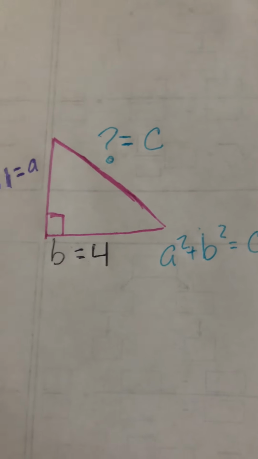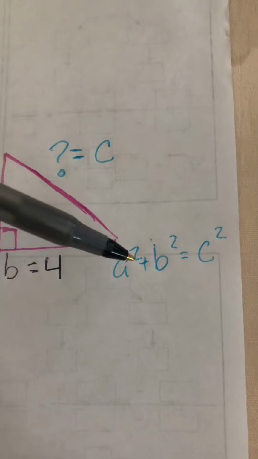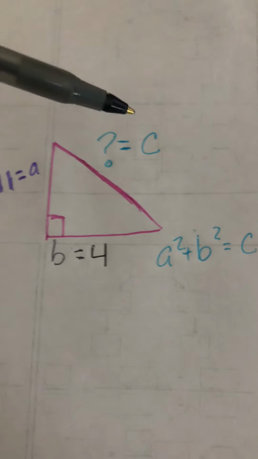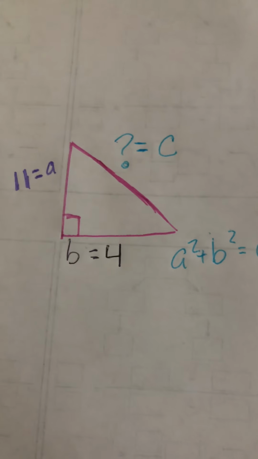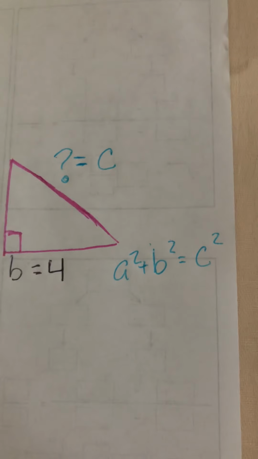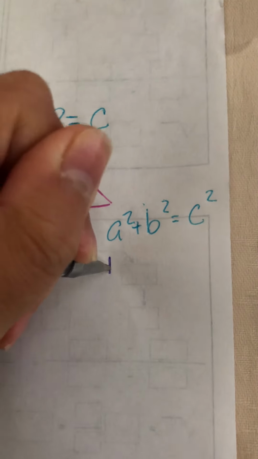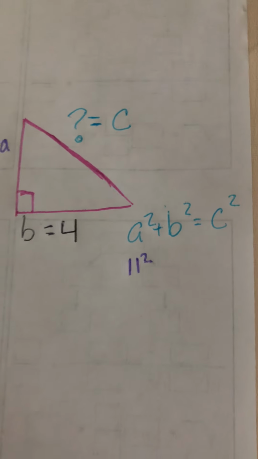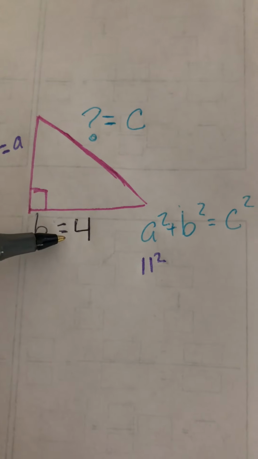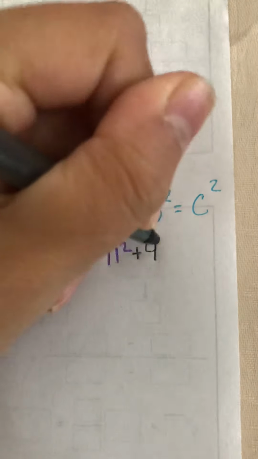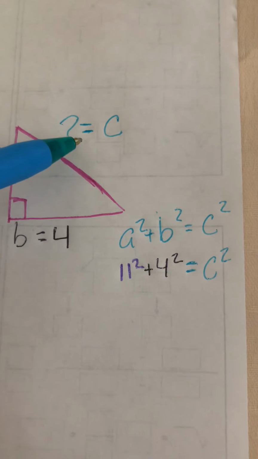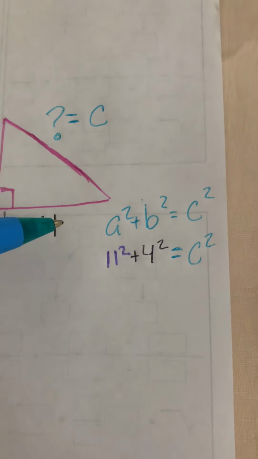Now I have to use these two numbers and plug them into the equation to solve for C. Our first step is to plug in A and B. So A is now 11; instead of writing A squared, I'm going to write 11 squared. B, we just said, was 4, so instead of adding B squared, I'm going to add 4 squared. And this is all equal to C squared. I leave it as C squared because that's the missing side we're finding, the hypotenuse.